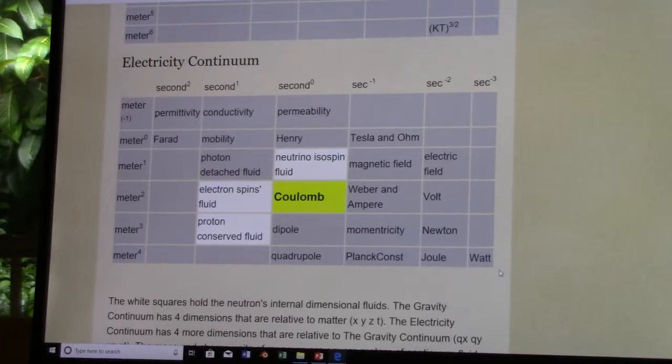So this is all available for you to look at later on at the website here, fcgravity.blogspot.com. FC stands for Fusion Continuum.